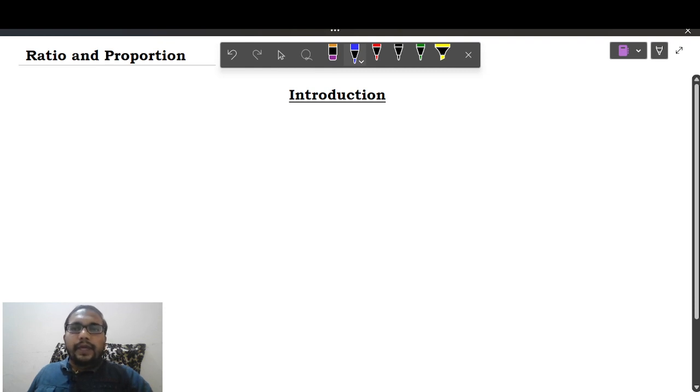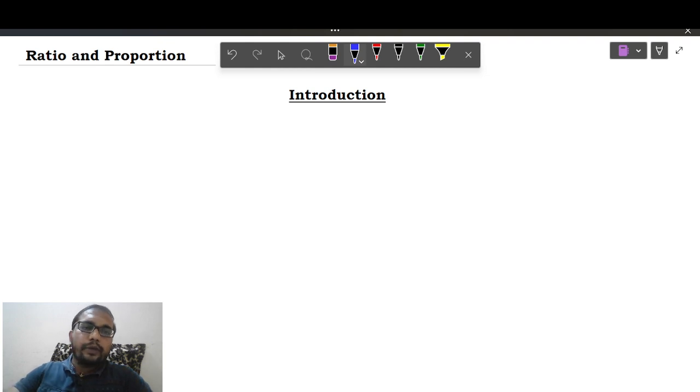So this chapter is very important, friends. Not only this chapter, but in percentages, profit and loss, and data interpretation, in all these chapters ratio and proportion will play a very important role. By using ratio and proportion methods, we can solve so many questions very easily, right?